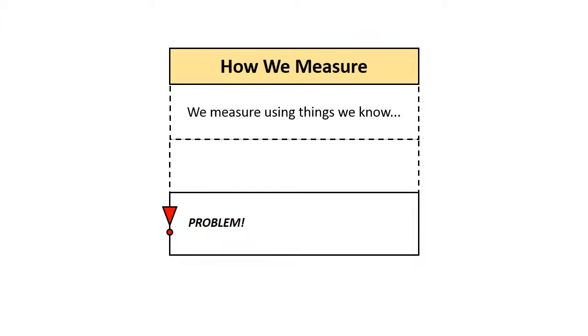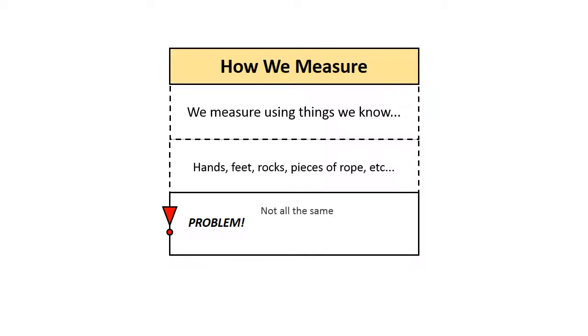Well, typically we measure using things we know, things that have been around us. So, for example, we might measure using our hands or our feet, rocks, pieces of rope, coins, sheets of paper. It doesn't really matter. We can really measure with anything.